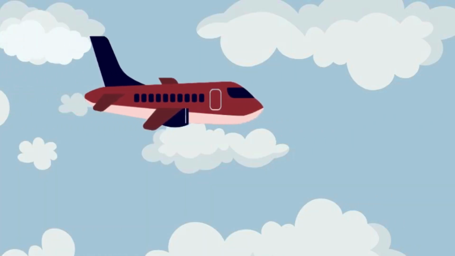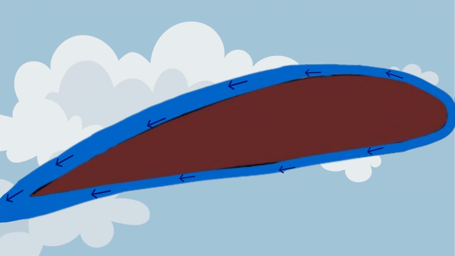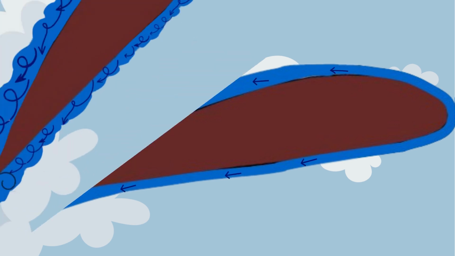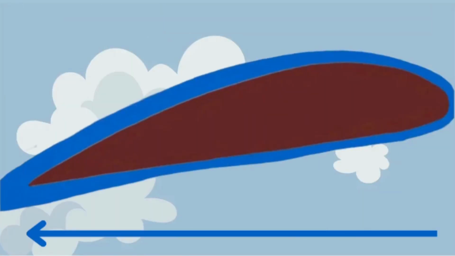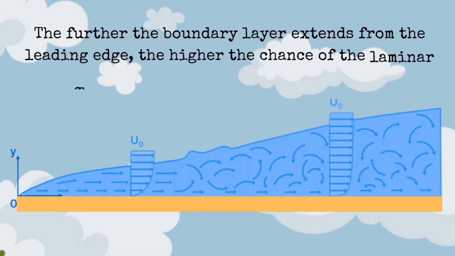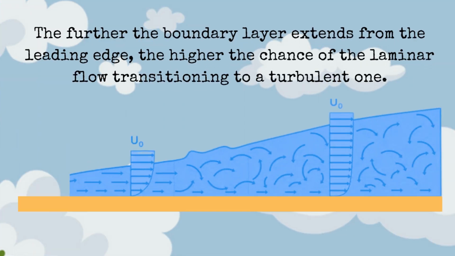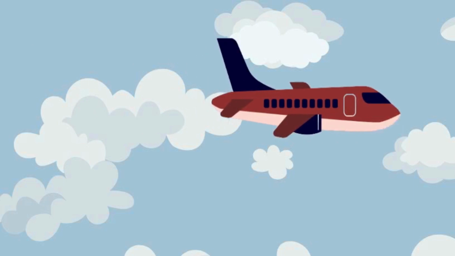Back to our example, in airplanes, the boundary layer is kept as laminar for as long as possible, because the turbulent layer will significantly increase the skin friction drag and alter the effective shape of the airfoil. And because the further the boundary layer extends from the leading edge, the higher the chance of the laminar flow transitioning to a turbulent one, the shape of the airfoil is carefully designed.